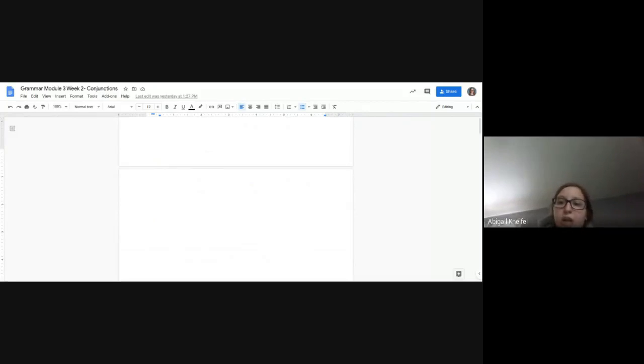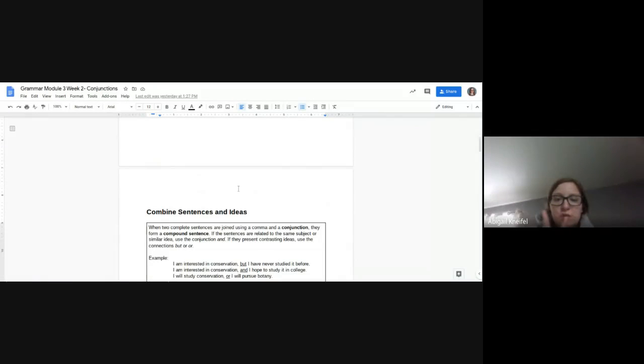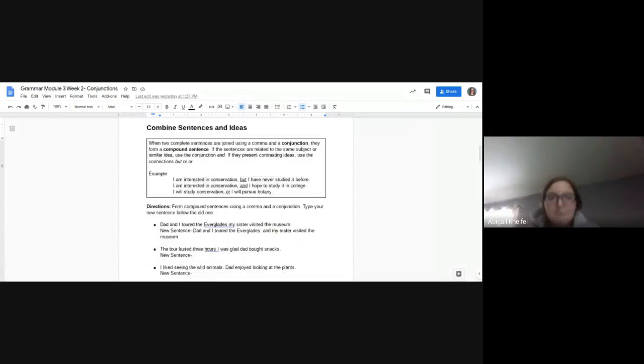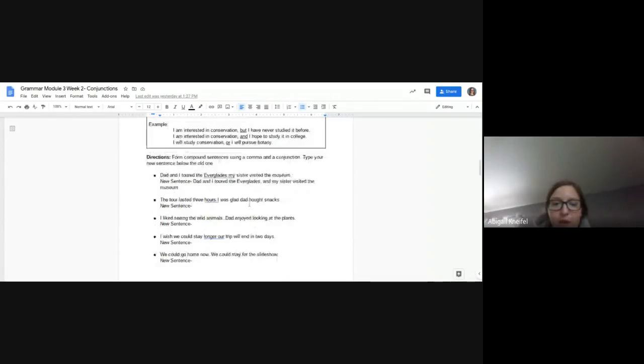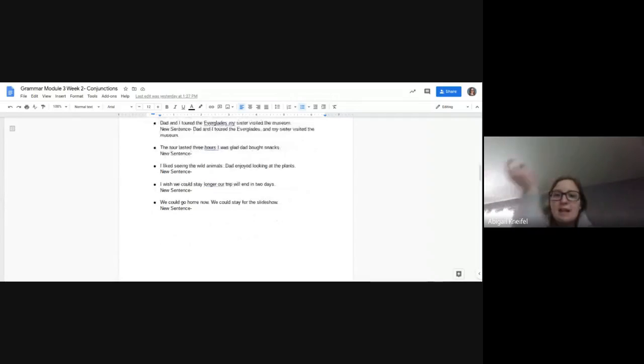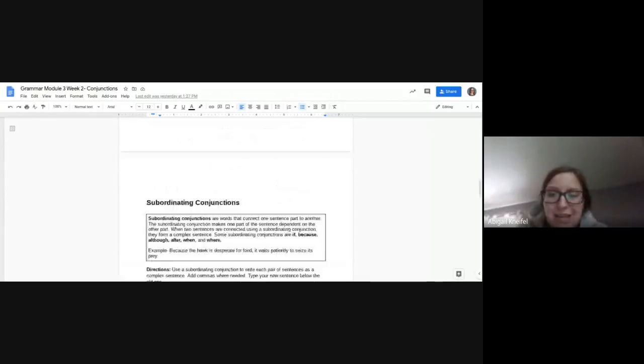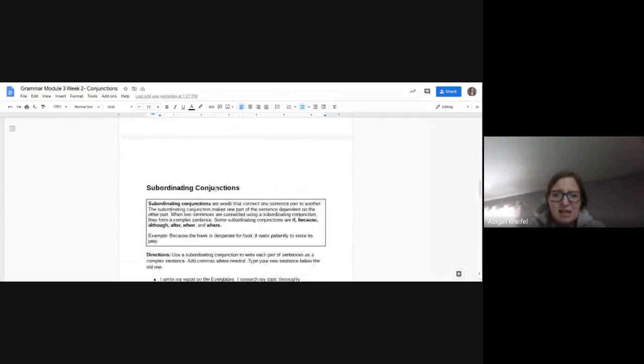Page 2, you had to read 2 sentences, and then you had to combine them using a conjunction, and we did one together. It was Dad and I toured the Everglades, and my sister visited the museum. Okay, well, that's a run-on the way it is. So we added comma and, so Dad and I toured the Everglades, comma, and my sister visited the museum to make it a compound sentence instead of a run-on sentence. And then you only had 4 more of those to do. So that's what you guys had yesterday. Well, hopefully, I mean, technically it's not due till Thursday, but I'm just hoping you already did it. That way you're not behind. So today, subordinating conjunctions.